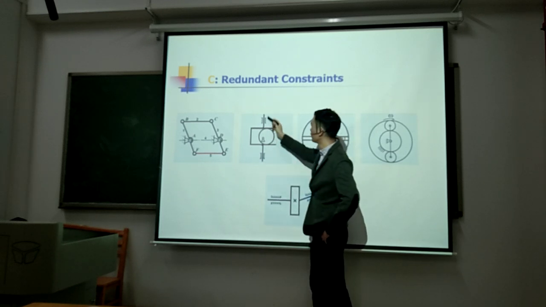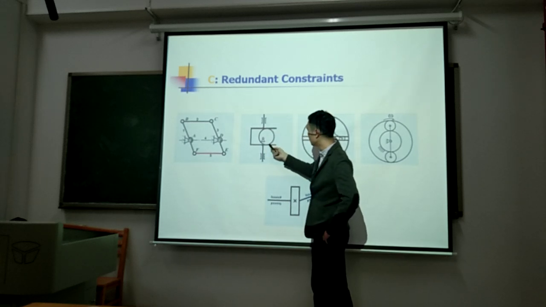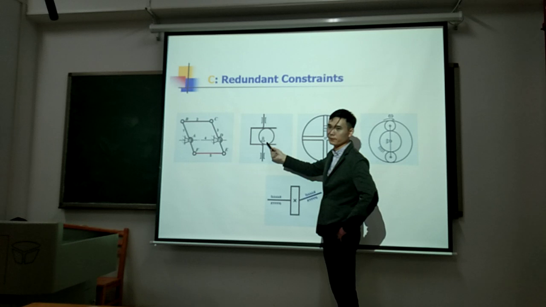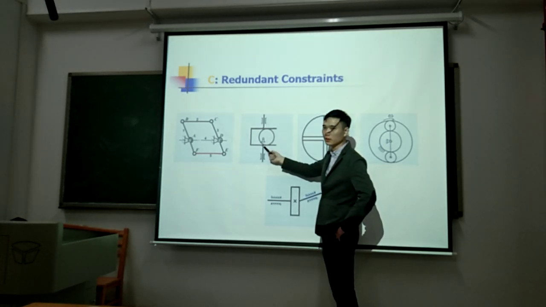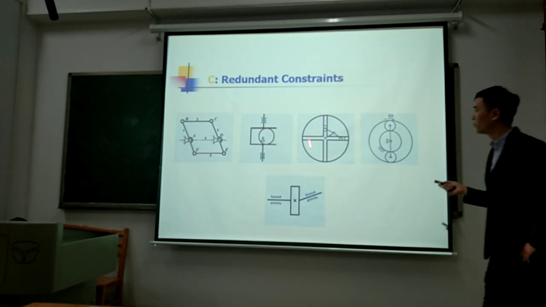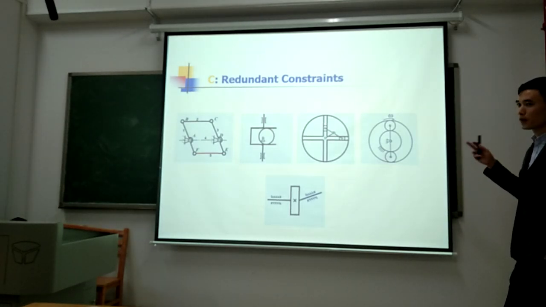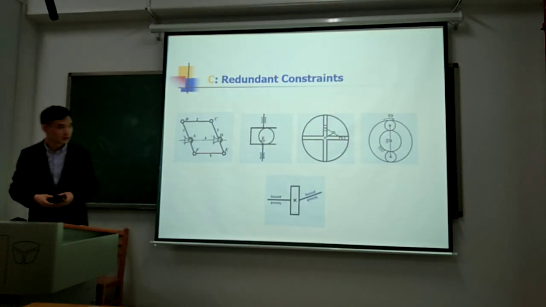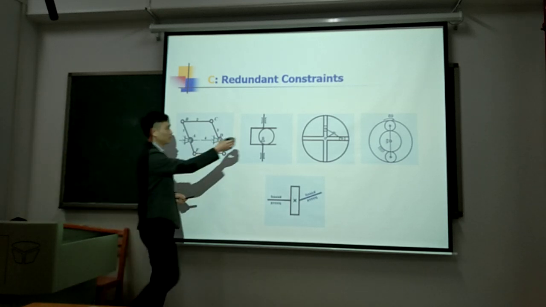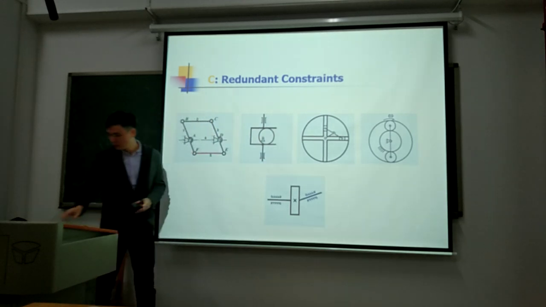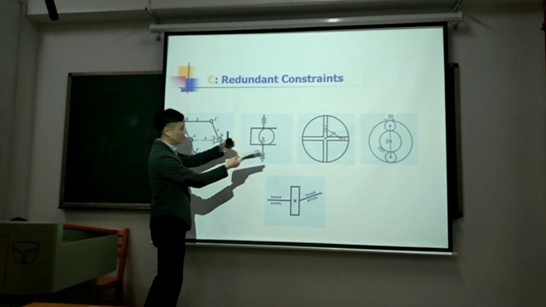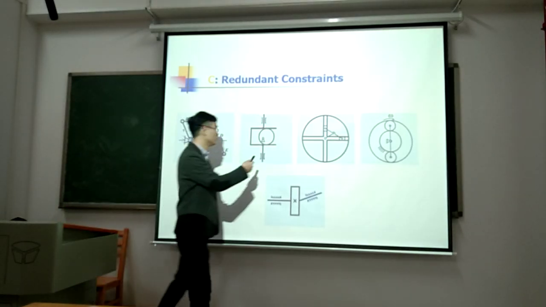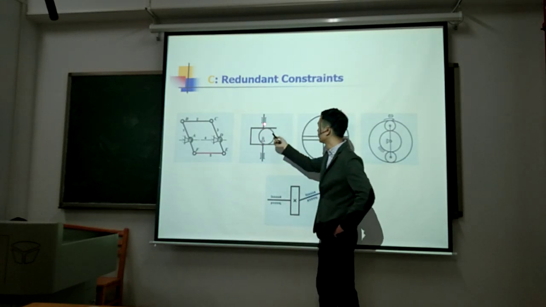work. There is also a contact between this one and this one, a contact by a line. This is the planar mechanism. For example, this is this one, and the planar is this one. It's connected through the line. So the connection here is through a line, and here is also a line.